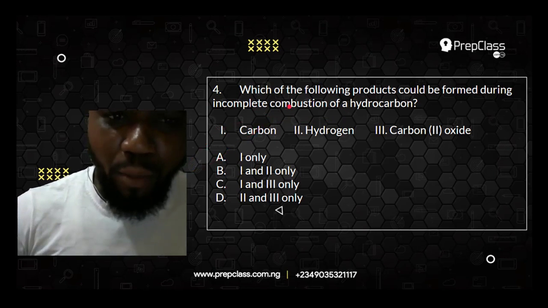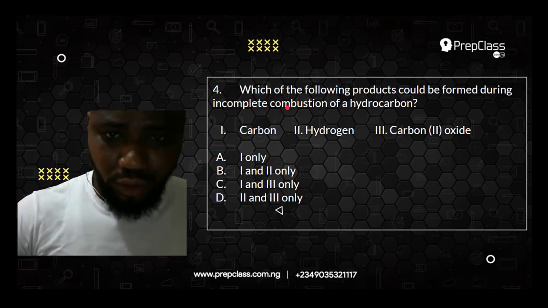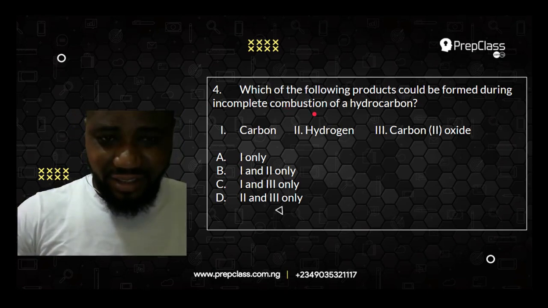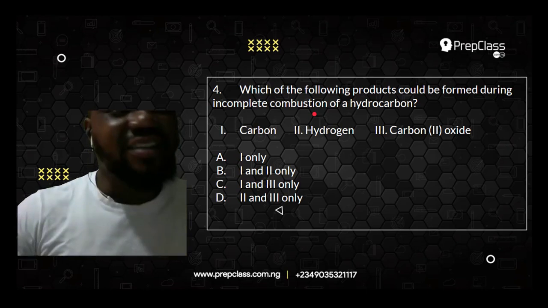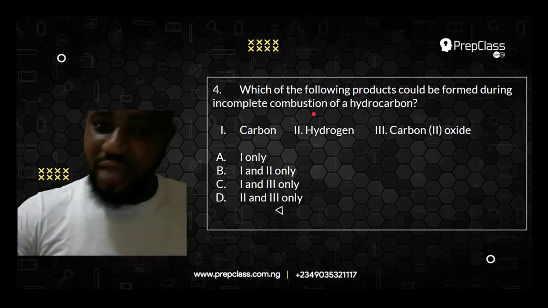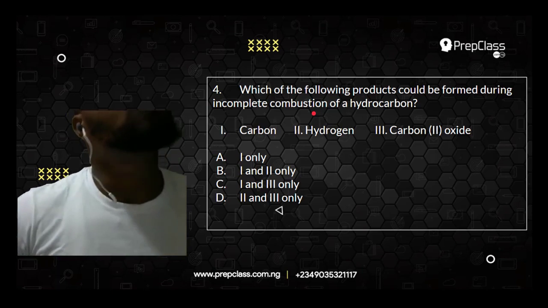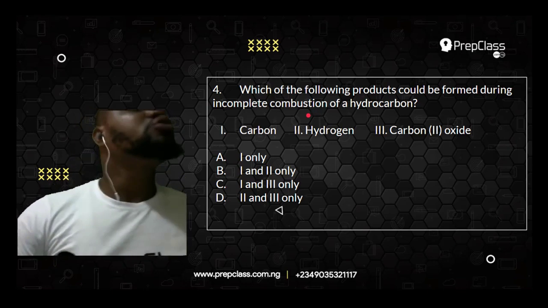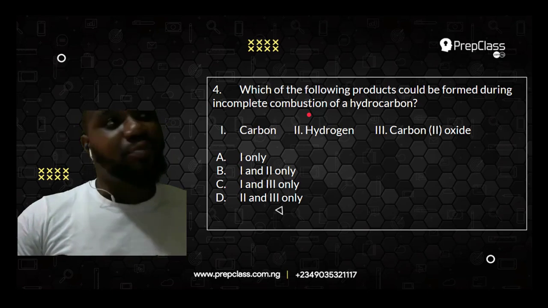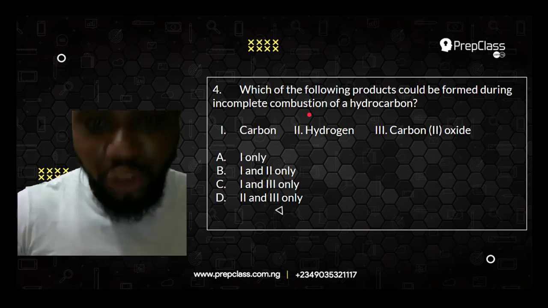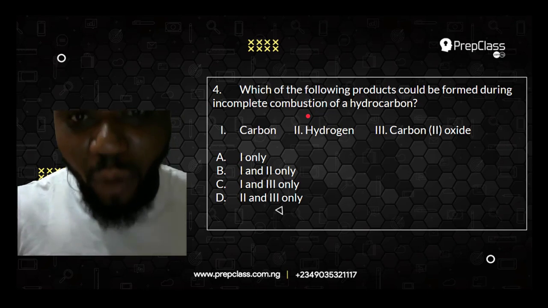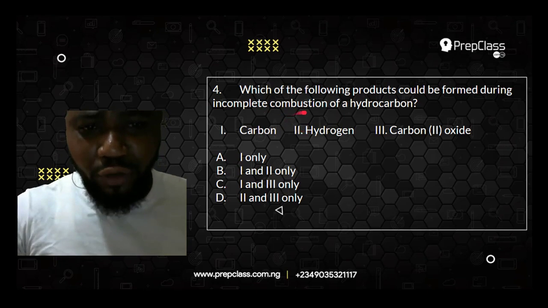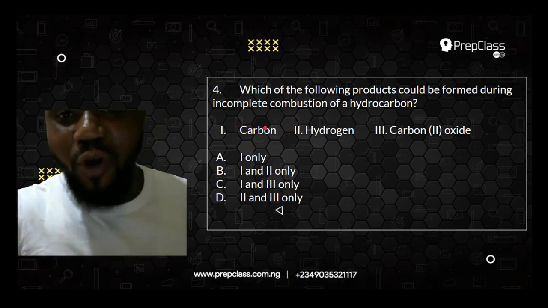Now, what do we mean by combustion? Combustion simply means burning. Just like when you use your stove to cook, the kerosene is a hydrocarbon. As the kerosene is burning through the wick, that is combustion. When you use your gas to cook, as you light that gas, because the gas we use in cooking is also a hydrocarbon, it's burning. That process is known as combustion.